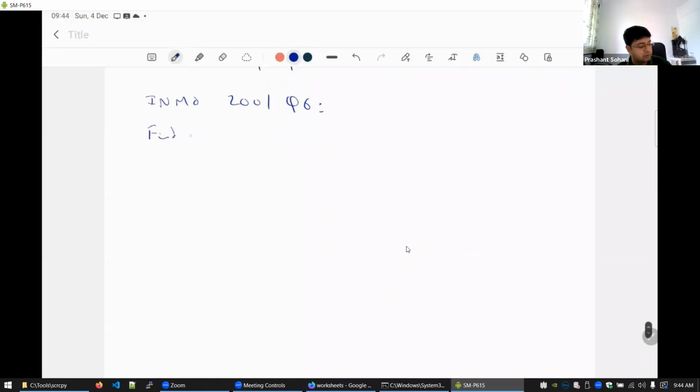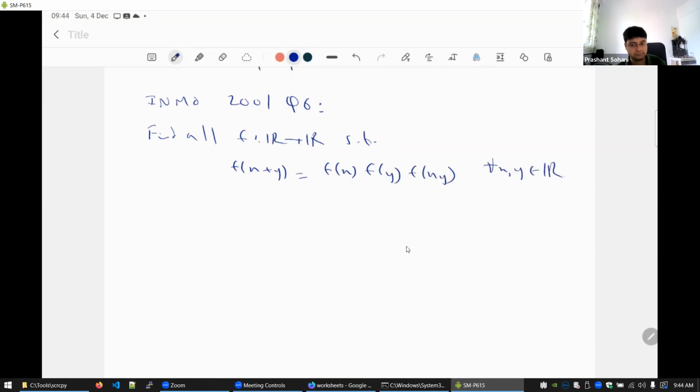So find all functions such that f of x plus f of x plus y is equal to f of x f of y into f of x y, for all real numbers. So this is a function going from reals to reals.